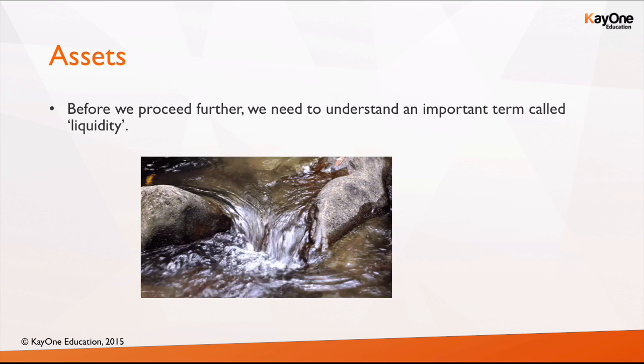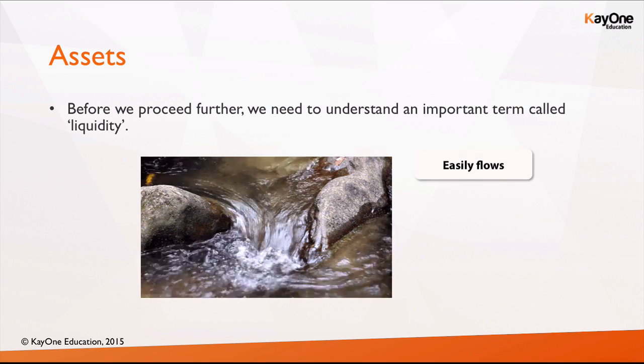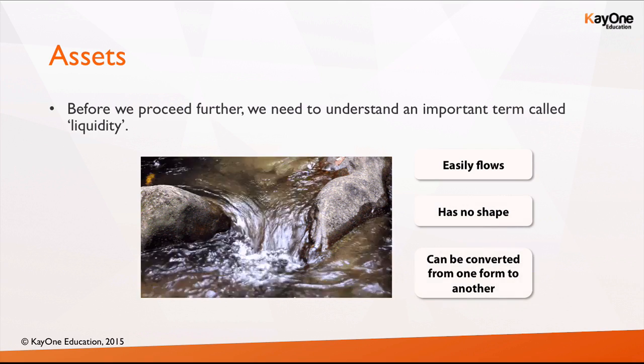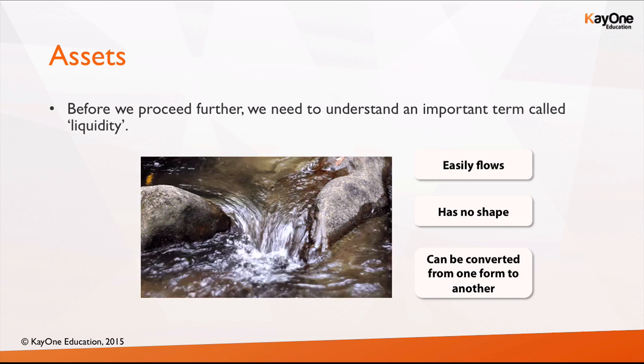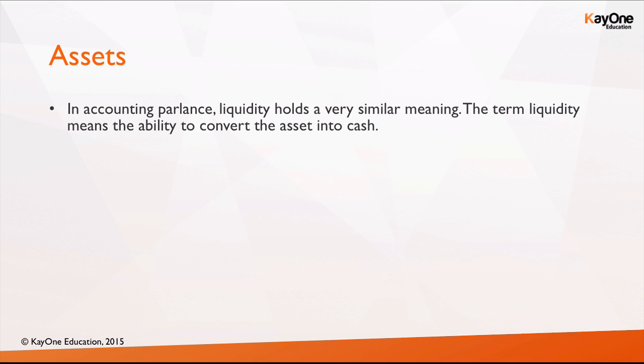Look at this picture. There is water flowing. And what are the features of this water that is flowing? It easily flows, it has no shape, and can easily be converted from one form to another. Using the same example from the accounting perspective, liquidity holds a very similar meaning. The term liquidity, therefore, means the ability to convert the asset into cash.